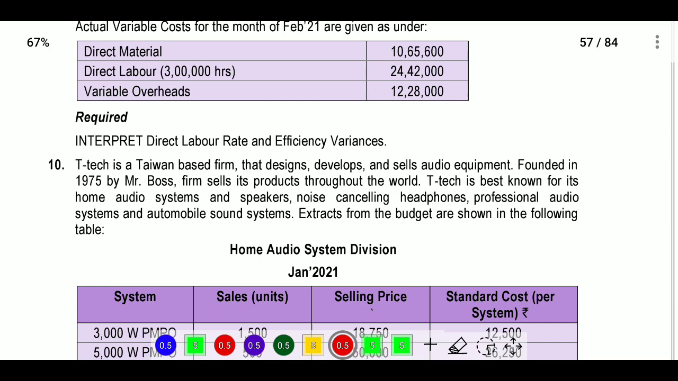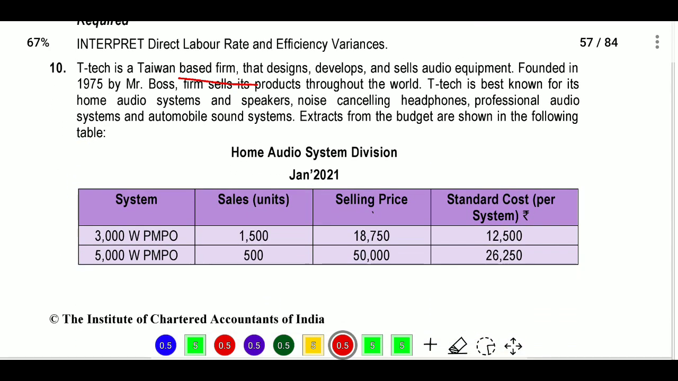T-Tech is a Thailand based firm. Okay, they design, develop and sell audio equipment. What is it doing? It is designing, it is selling, and it is providing throughout the world. Next, T-Tech is best known for its home audio systems and speakers, as well as noise cancelling headphones, professional audio systems and automobile systems. Extracts from the budget are shown in the following tables.